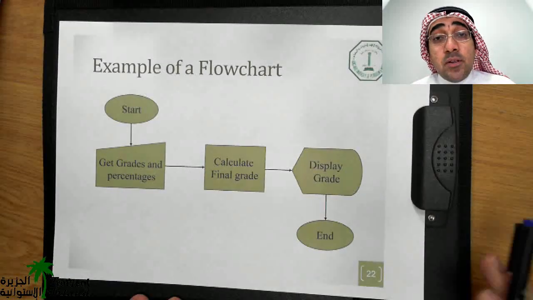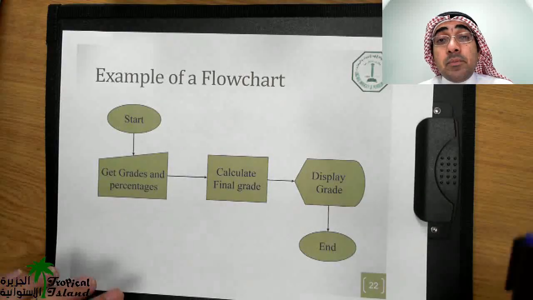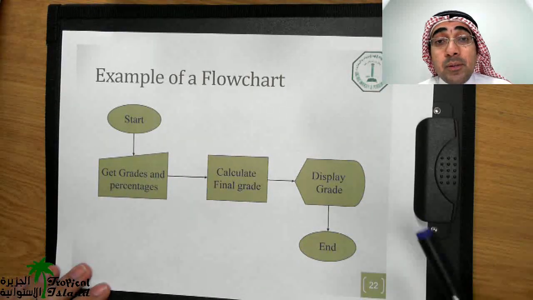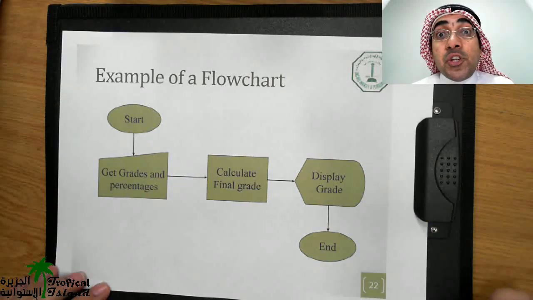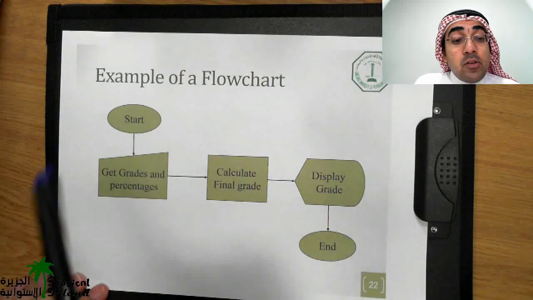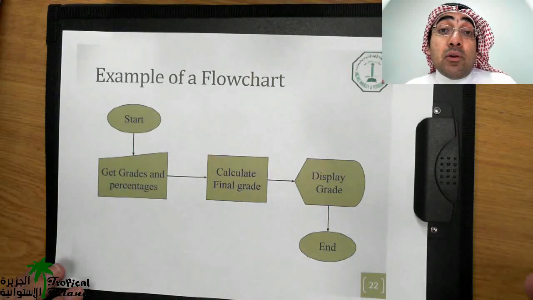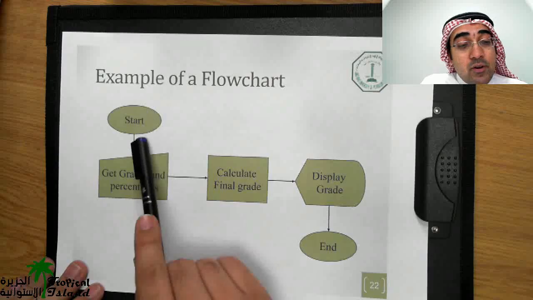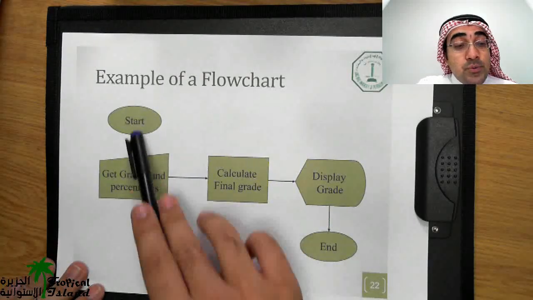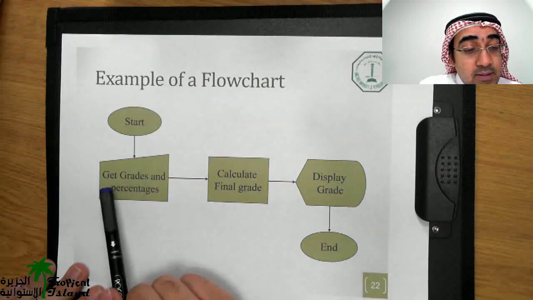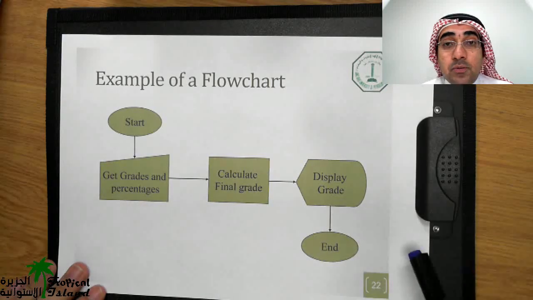So as soon as I see a flowchart, it might be something very big. This is a very small flowchart, but it might be something very big. I start looking for oval shapes. Why? Because the start and the end are in the oval shape. So I start from there, and then I follow the arrows. So I have the start, and I follow the arrow. Okay, so this is where my program is going to start from. Then I say, get grades and percentages.